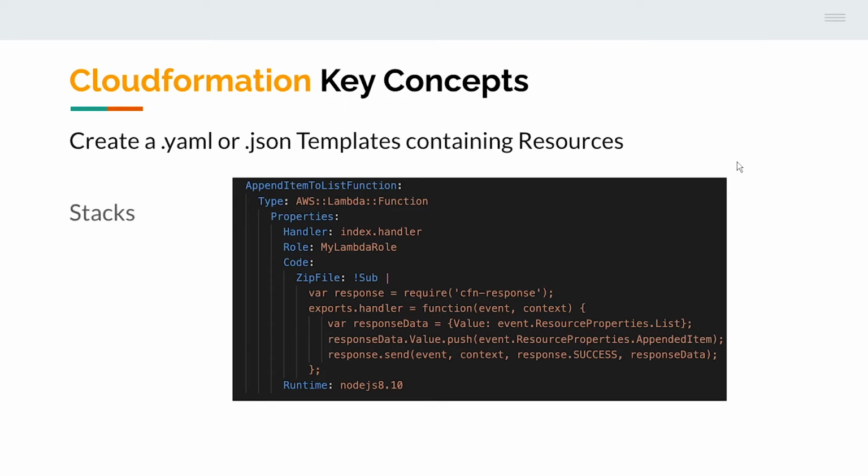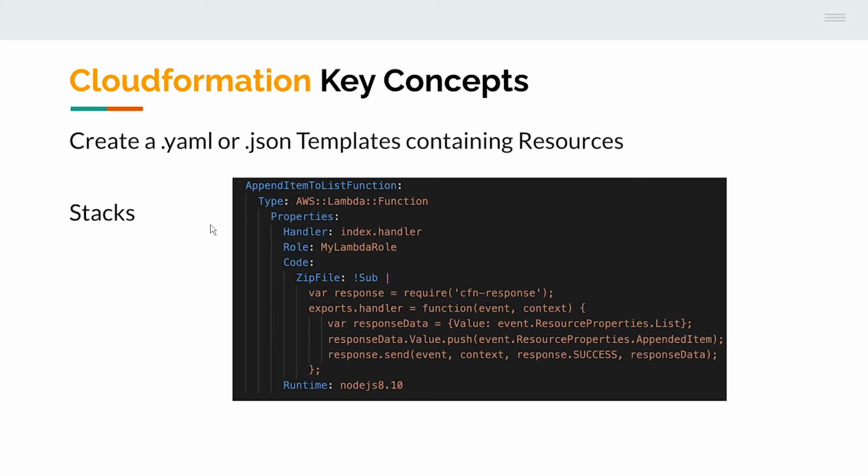So the second key concept is something called stacks. And these are the logical groupings of your templates and their resources. So maybe you would set this up on an application level, so every application has a different stack. You can combine multiple template files together, so you can sum them up and deploy them all at once with the same stack. You can also create something called nested stacks, where you can have graph-like relationships between your stacks if you want to deploy something a little bit more complex.